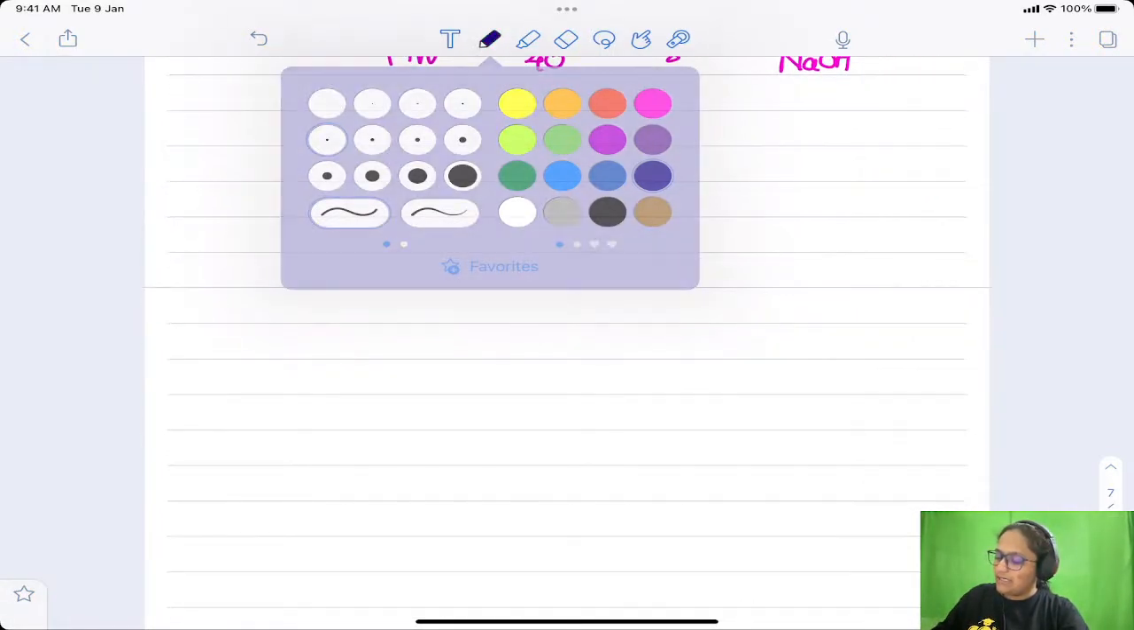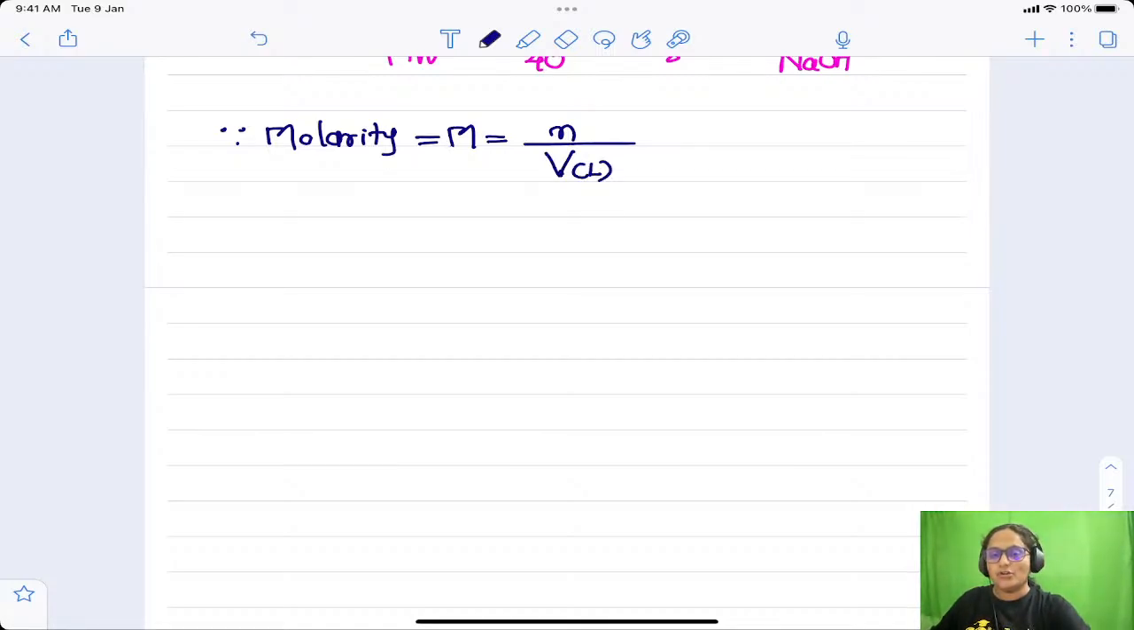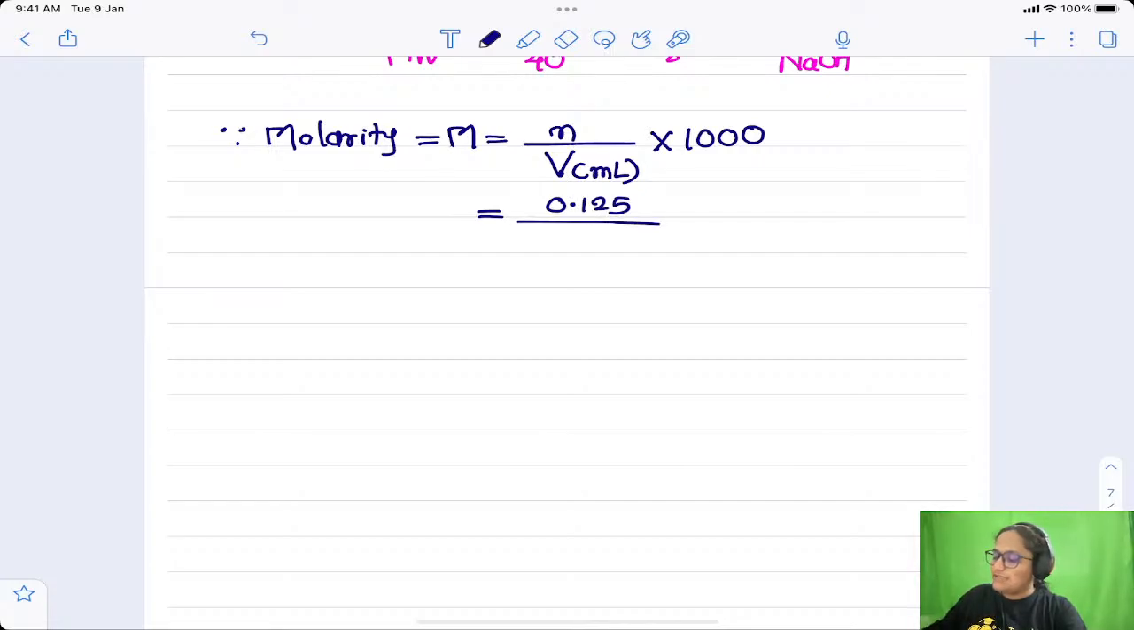We know the formula for molarity: capital M is equal to number of moles of solute divided by volume of the solution in liter. If it is not given in liter, then use another formula. In this question, the volume is given in milliliter, so I use the formula for milliliter, volume in milliliter, therefore I will multiply by 1000. So number of moles is 0.125, volume in ml is 450, multiplied by 1000.